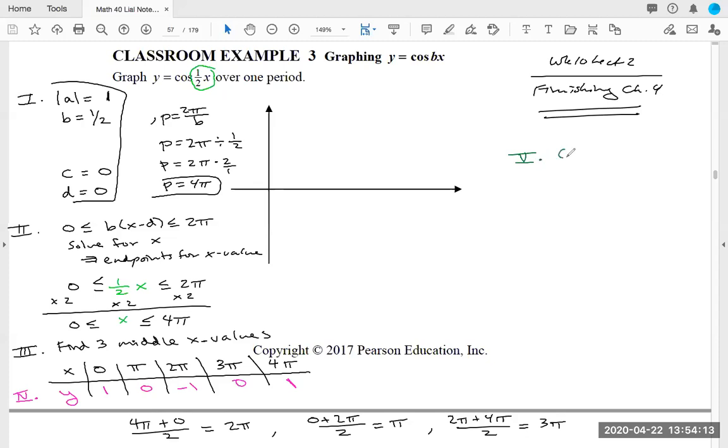Okay, we're going to graph. We have the points x, y. From our first point, we have 0, 1, pi, 0, 2 pi, -1, 3 pi, 0, and 4 pi, 1. Okay, so that's what we're going to be graphing.